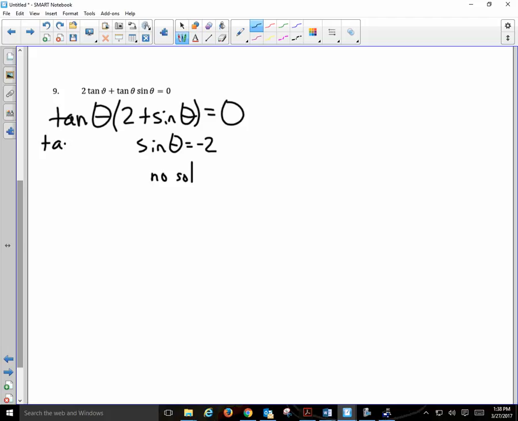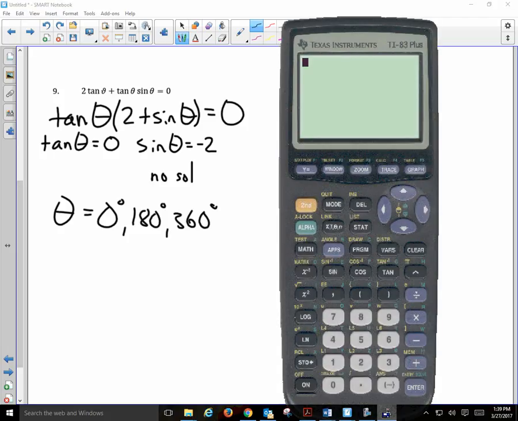So then we have to look at where tangent of theta is equal to 0. We just said where tangent theta is equal to 0 in a different problem. Where's tangent equal to 0? Theta equals 0 degrees, 180 degrees, and 360 degrees. Nice. Well, let's just try. Let's do inverse sine of 2, and you're going to get a domain error.